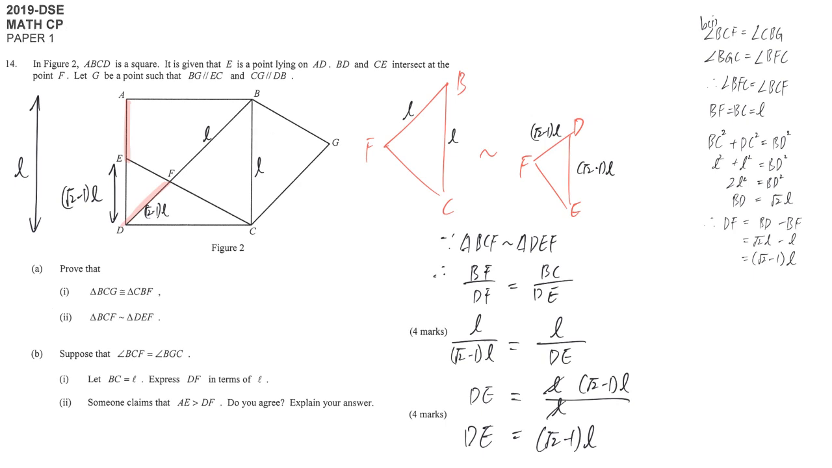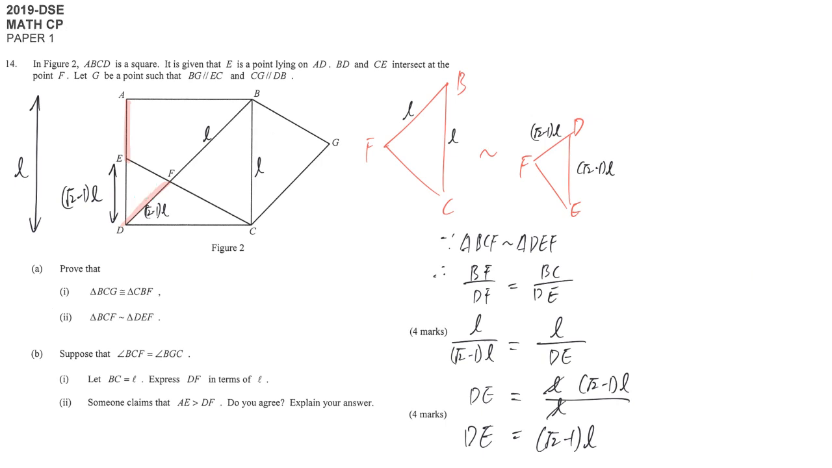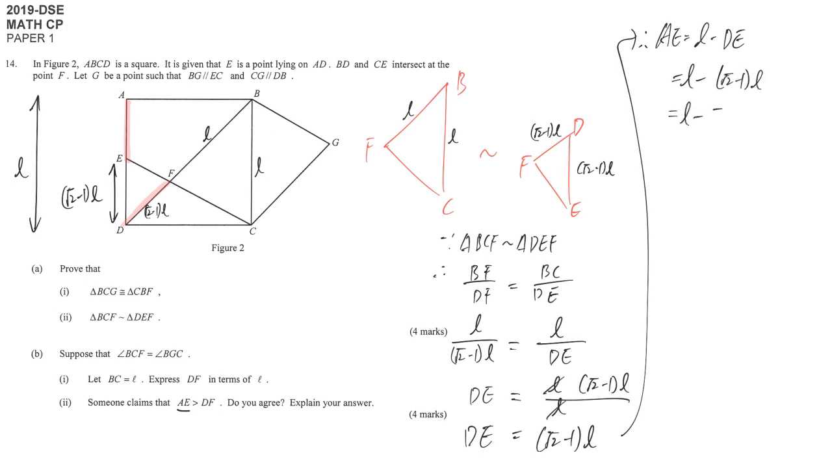A very straightforward explanation is like this: because this triangle is an isosceles triangle, its similar triangle should also be an isosceles triangle. Afterward, our target is to compare AE. So we write down, therefore AE is equal to L minus DE, which is L minus square root 2 minus 1 times L. Negative 1 times negative, we get positive L. So this is 2 minus square root 2 times L.